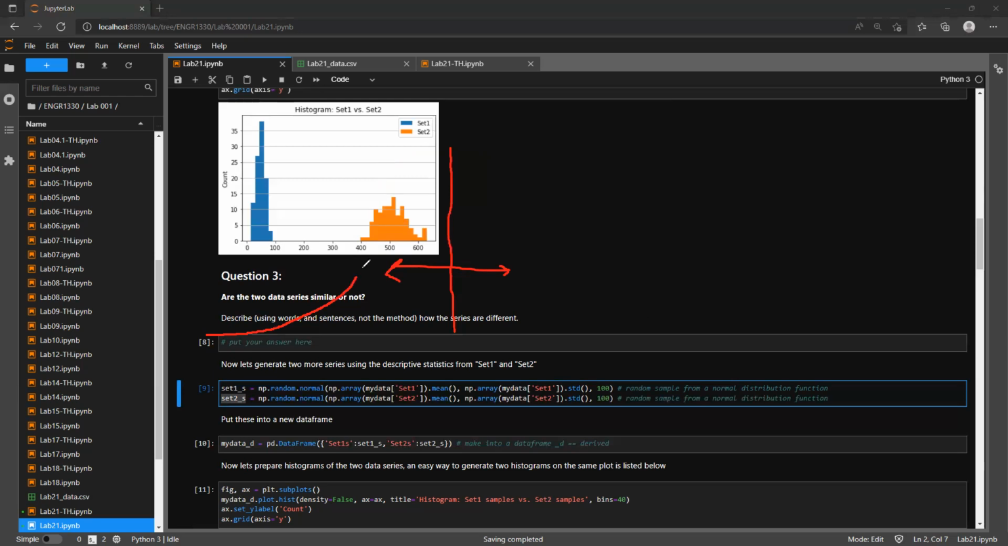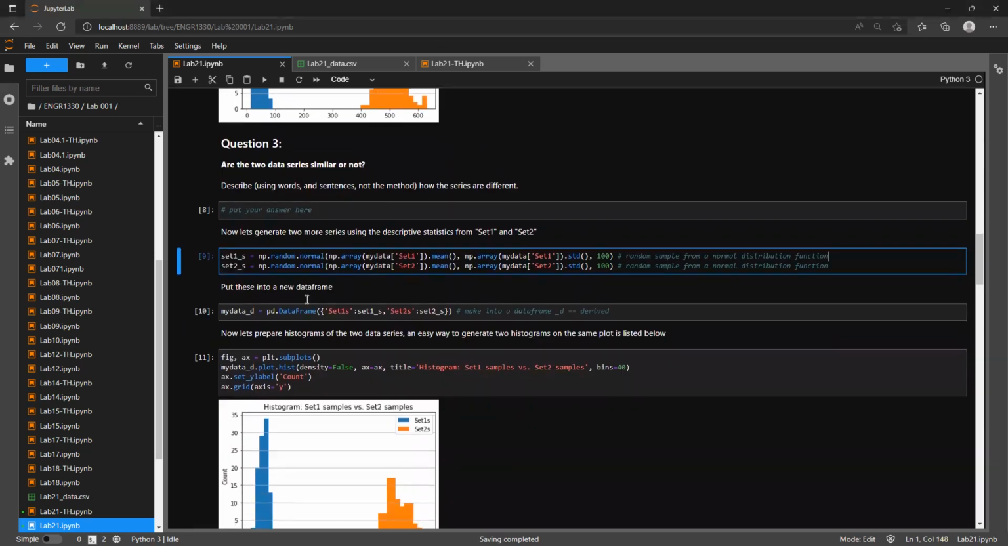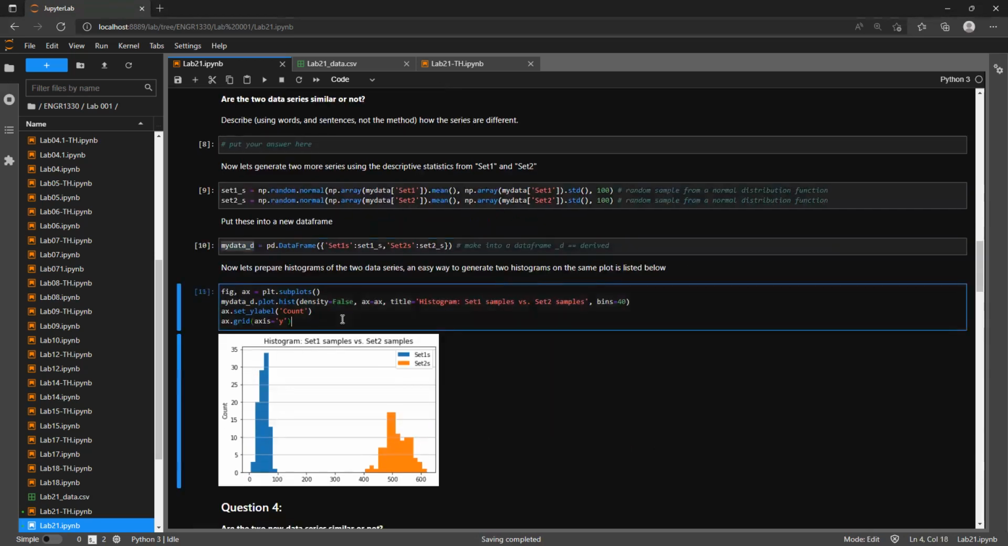Now, in order for that to happen, we're going to get another set of data that's probably going to look pretty similar to the one we already have. Why is that? Because the mean and the standard deviation, they tell us a lot. So if I don't change the mean or the standard deviation, it's probably going to be pretty similar. So let's take a look. I take my two collections of data and put them into a new data frame. I'm going to call it my data underscore D, D meaning derived. And we're going to make a histogram of these two things.